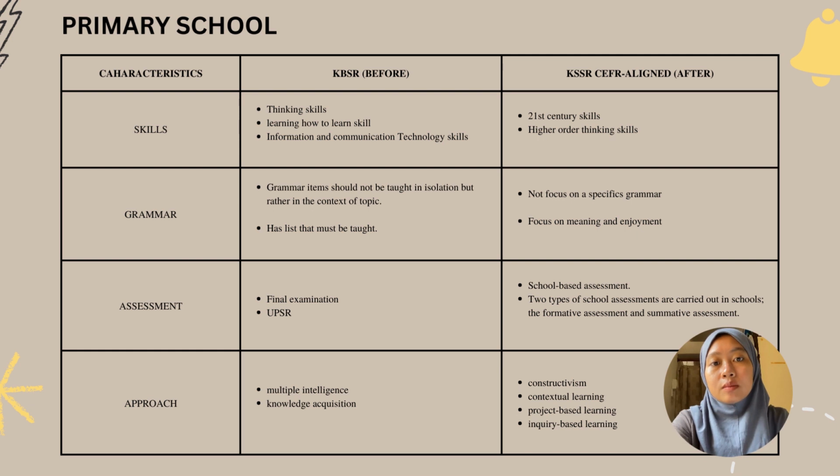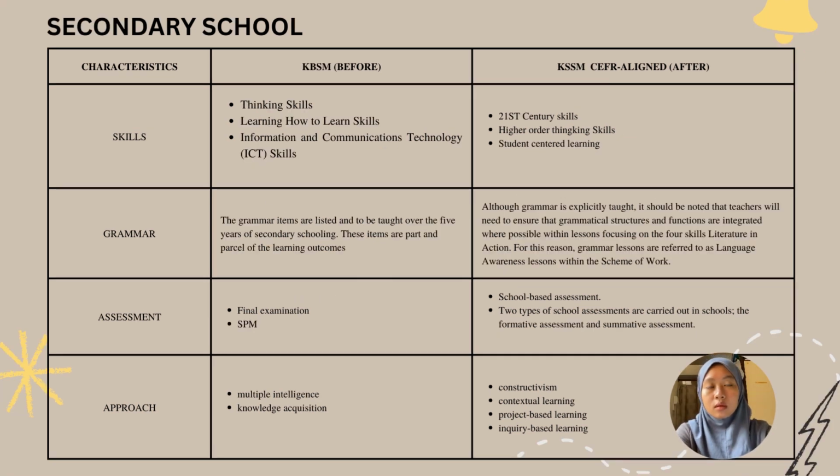In terms of approach, KBSR used multiple intelligence and knowledge acquisition, while the CEFR aligned approaches are constructivism, contextual learning, project-based learning, and inquiry-based learning. Moving on to secondary school, in terms of skills, for KBSM the focus skills are the same as primary school, which are thinking skills, learning how to learn skills, and information and communication technology skills, while CEFR focuses on 21st century skills, higher order thinking skills, and also student-centered learning.